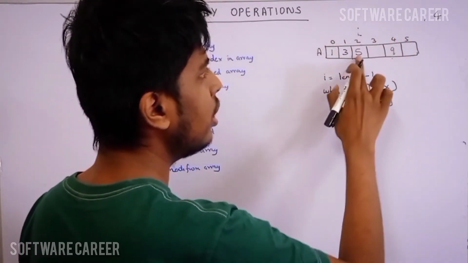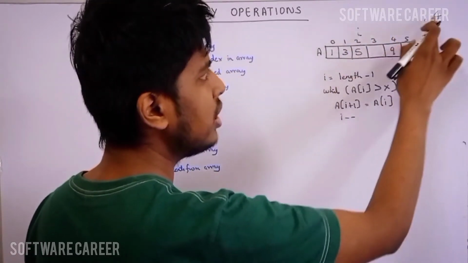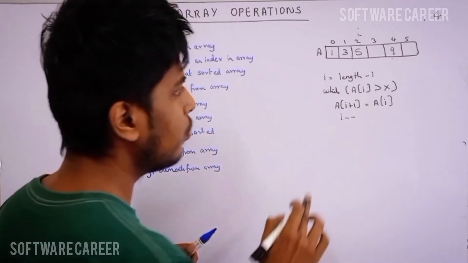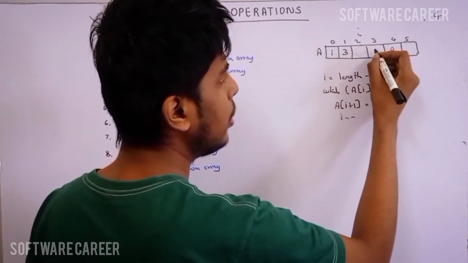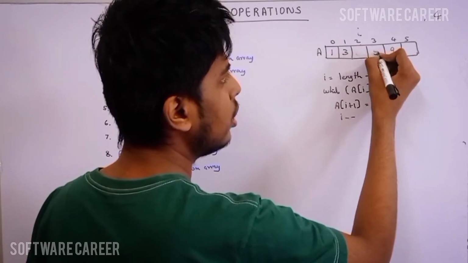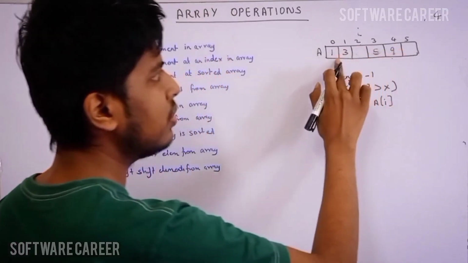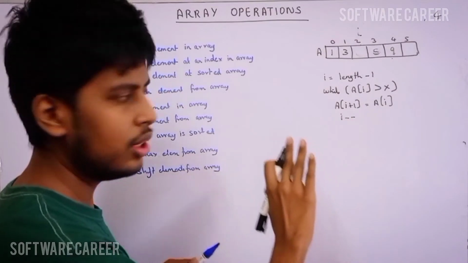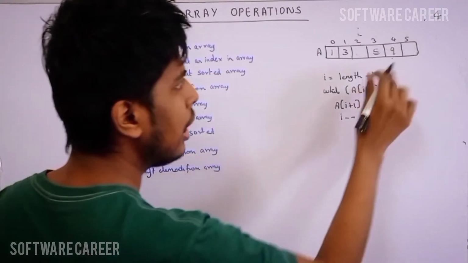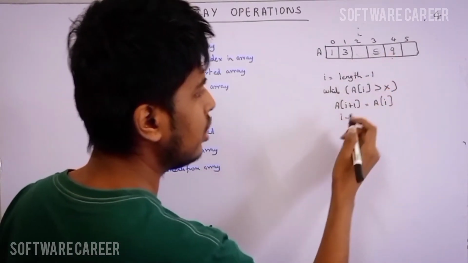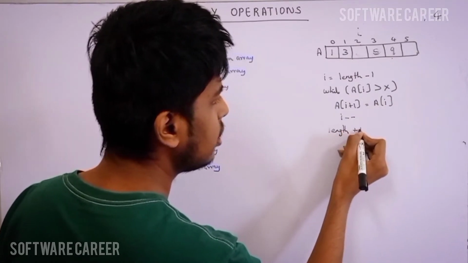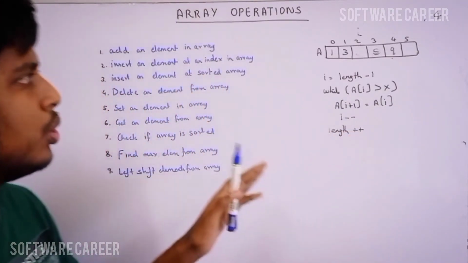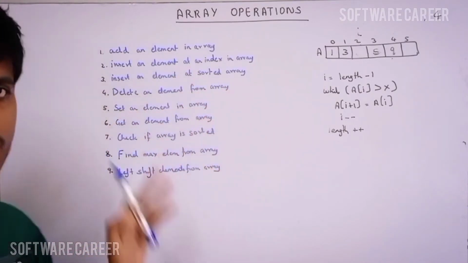Now you will check whether a of i is greater than x, whether 5 is greater than 4. Yeah, it's greater than 4. So a of i plus 1 equals a of i. Now 5 will be moving here. Then it again compares whether 3 is greater than 4. No, then it stops. Now length will be length plus 1, so I am writing length plus plus. This is how you should write the code for inserting an element in a sorted array.